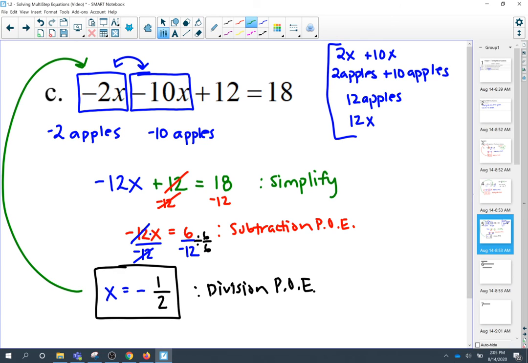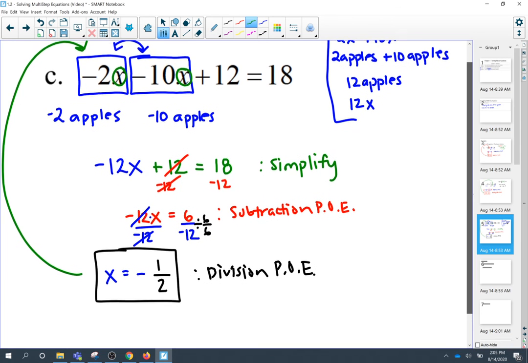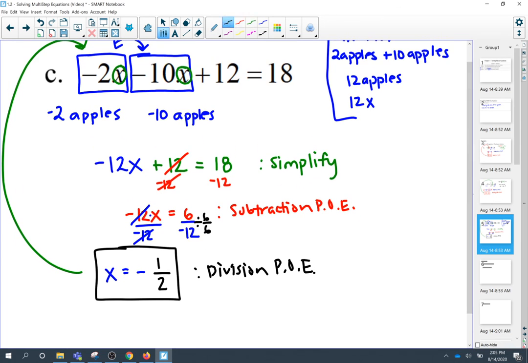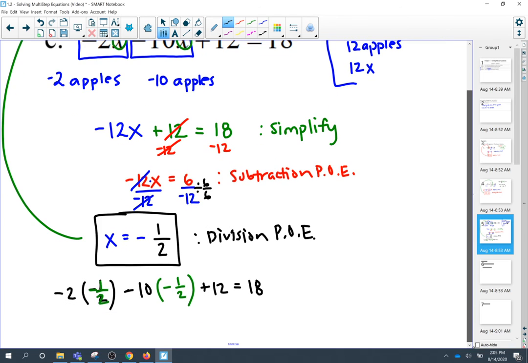Now we have to take that back up and substitute to check our answer. Do we notice that there's an x here and there's an x here? So you have to substitute it in both places. I'm actually going to do it down below so I have a little bit of extra room. So we're going to have negative 2 times negative 1/2, then minus 10 times negative 1/2, plus 12 hopefully equals 18.